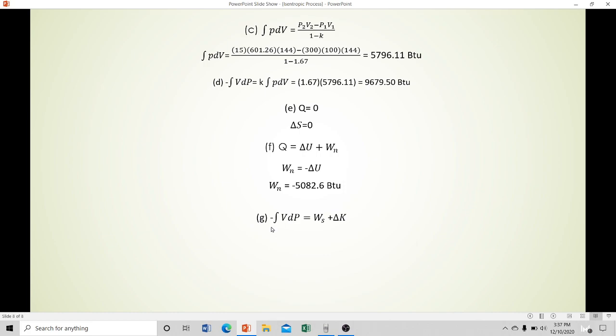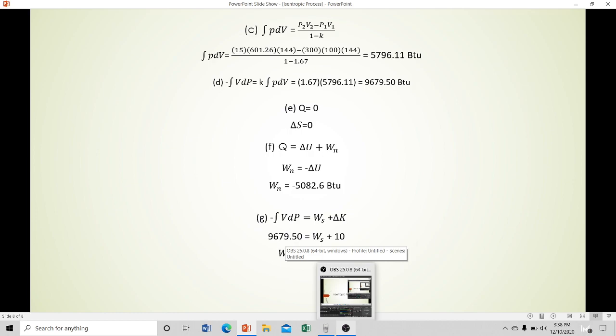So for this, negative integration of VdP equals work steady flow plus the change of K. We are given the change of kinetic energy, which is 10 BTU. So we can get the value of work steady flow. We have negative VdP equivalent to 9679.50 BTU equals work steady flow plus 10, or the work steady flow is equal to 9669.50. So that's all for now, and thank you and have a good day.